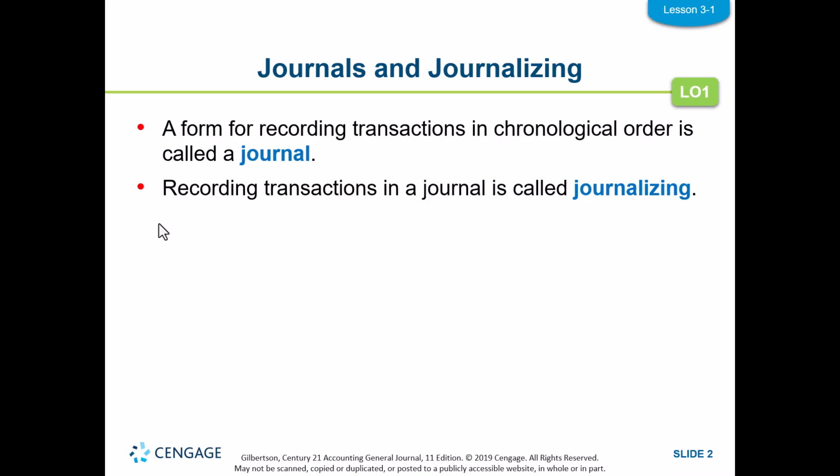It says a form for recording transactions in chronological order is called a journal. Recording transactions in a journal is called journalizing. So everything that we do in our journal, we're going to have to make sure that we do it chronologically. Okay, so just know that everything's going to have to be in date order.